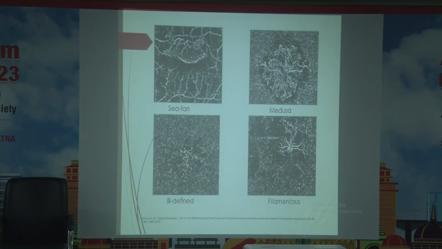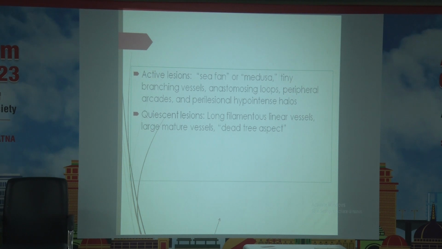Characteristic patterns described with OCT angiography of the CNVM are C-fin, medusa head, ill-defined, and filamentous. So on the basis of OCTA, we can differentiate the active lesions and quiescent lesions also. Active lesions are usually fan-shaped or medusa type, with tiny branching vessels, anastomotic loops, peripheral arcades, and perilesional hypointense halos, whereas the quiescent lesions usually present as long filamentous linear vessels, large mature vessels, a dead tree aspect.